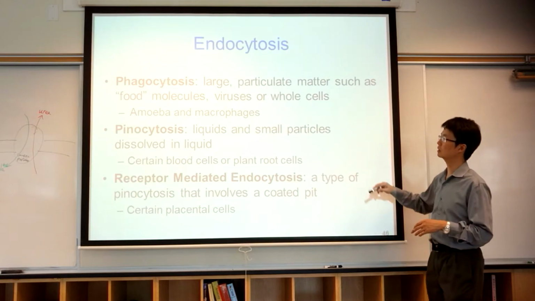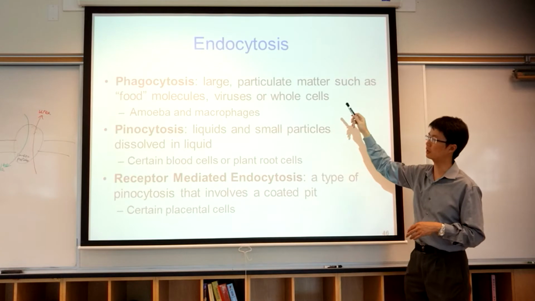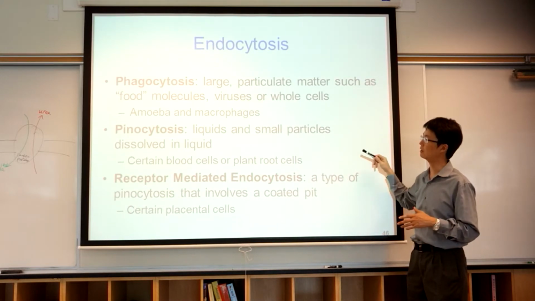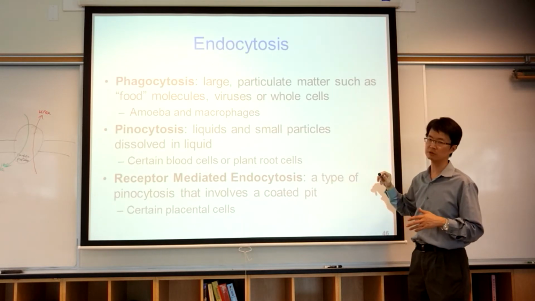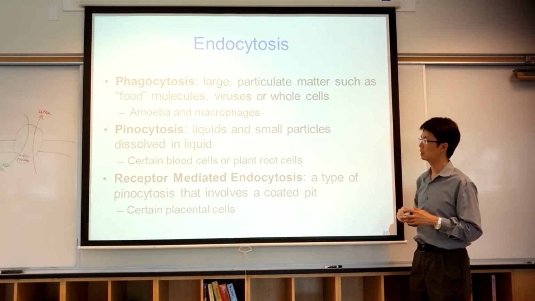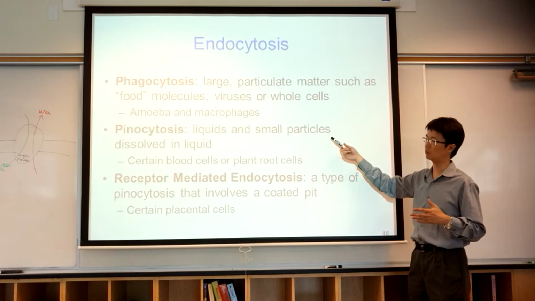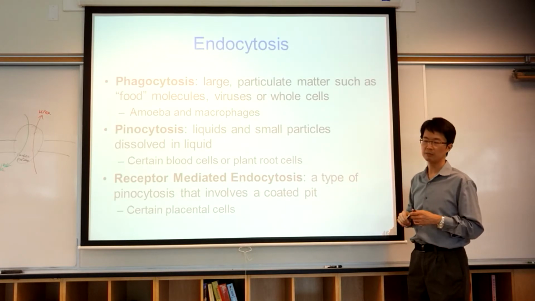So phagocytosis, I told you that macrophages and amoeba use phagocytosis. Macrophages use phagocytosis to kill virus or bacteria. Amoeba use phagocytosis to eat food molecules. Pinocytosis is like water drinking. It drinks water, liquid, and a small part will dissolve in the liquid. So certain blood cells and plant root cells use pinocytosis to absorb water.